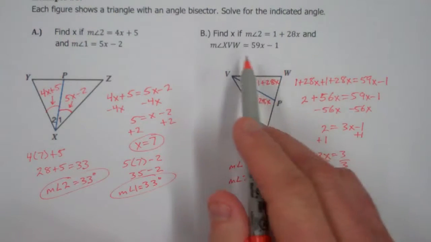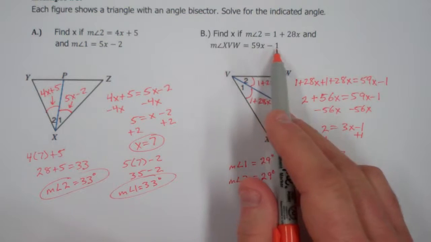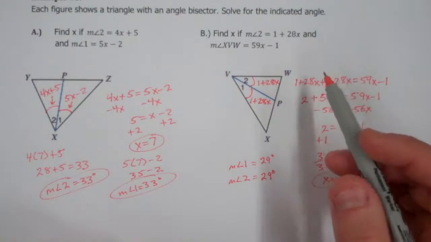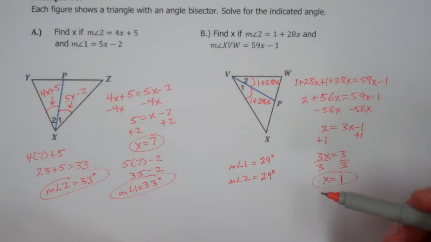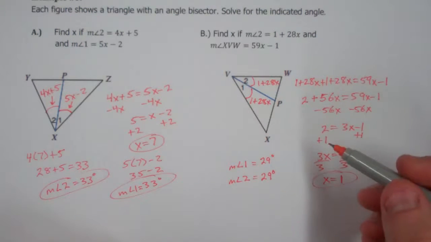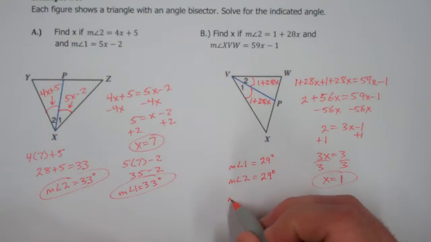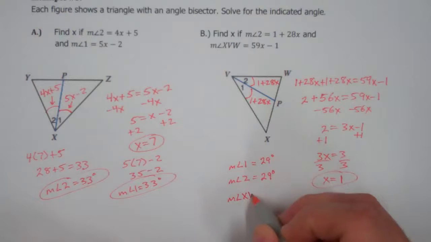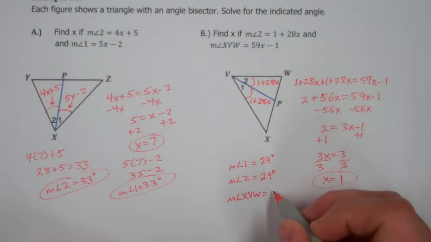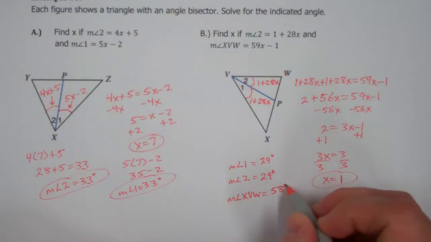If we substitute 1 into XVW, we get 59 minus 1, which is 58, and 29 plus 29 is also 58. So we verified that we have the correct value of x that works for this problem.